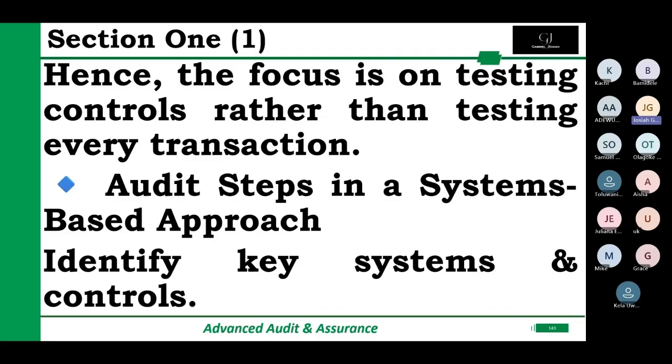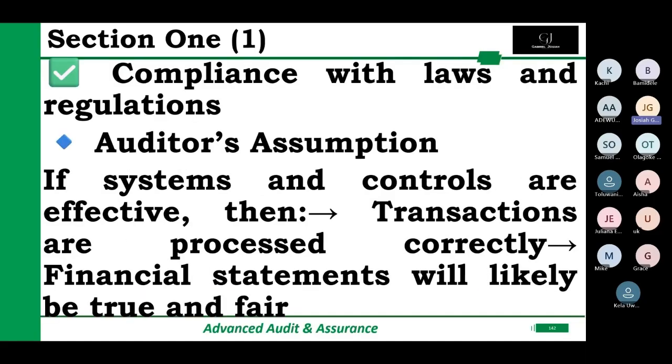Yes, please, Grace, go ahead. I can see your hand. Yes, Grace, you go ahead. You talked about first, second, and third line of defense. What are they? What are these first, second, and third line of defense in internal control? What are their examples?